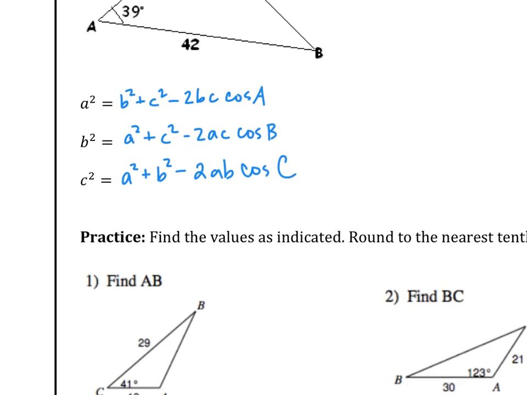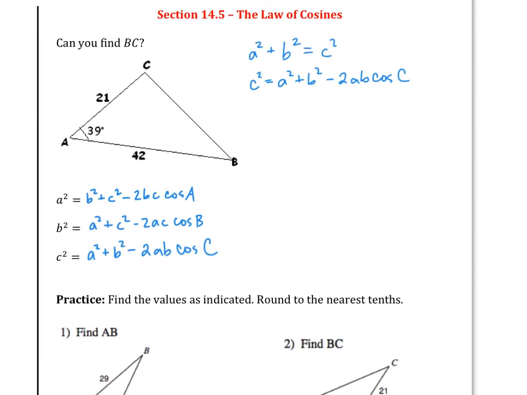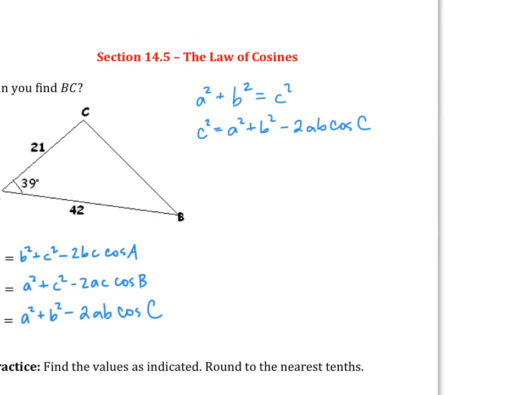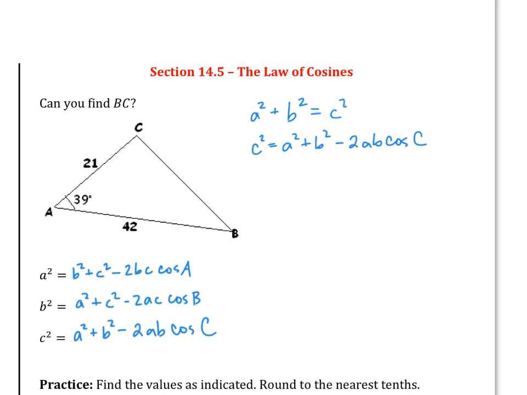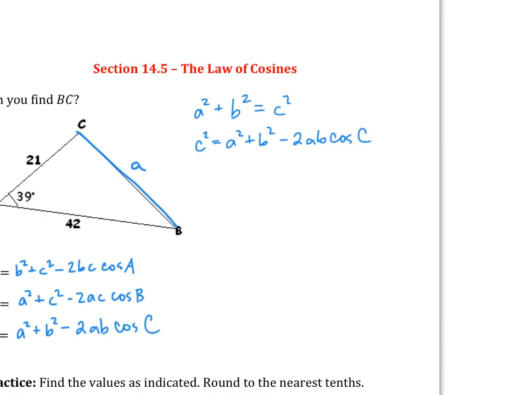Now let's go ahead and practice finding these measurements. So let's find BC for this problem. So BC is going to be this side, and let's call this side little a because it's opposite of the angle A. So we're trying to figure out side a, which means we should probably use the formula that says a squared equals, because that's the one that we're trying to find. So the one we're trying to find is the one that's kind of isolated by itself. A squared is equal to b squared plus c squared minus 2bc cosine A.